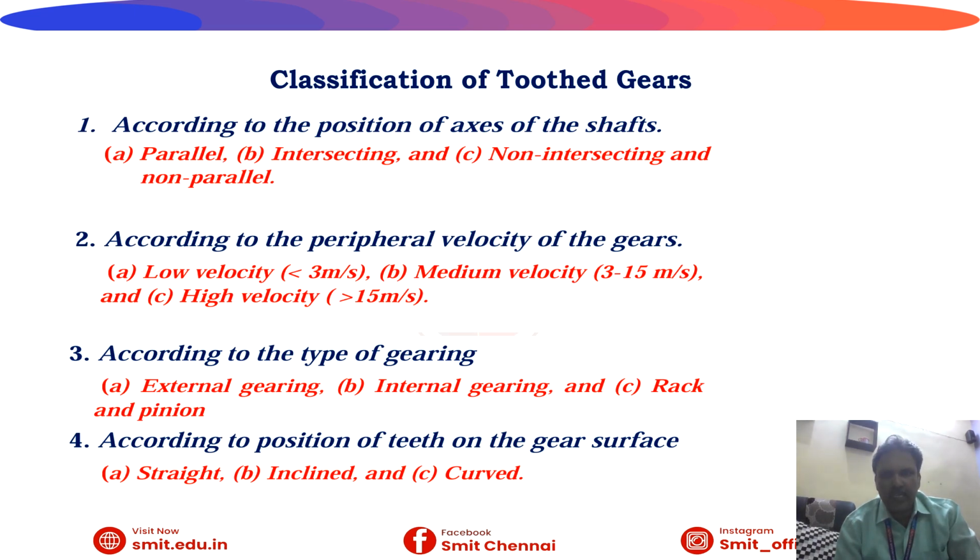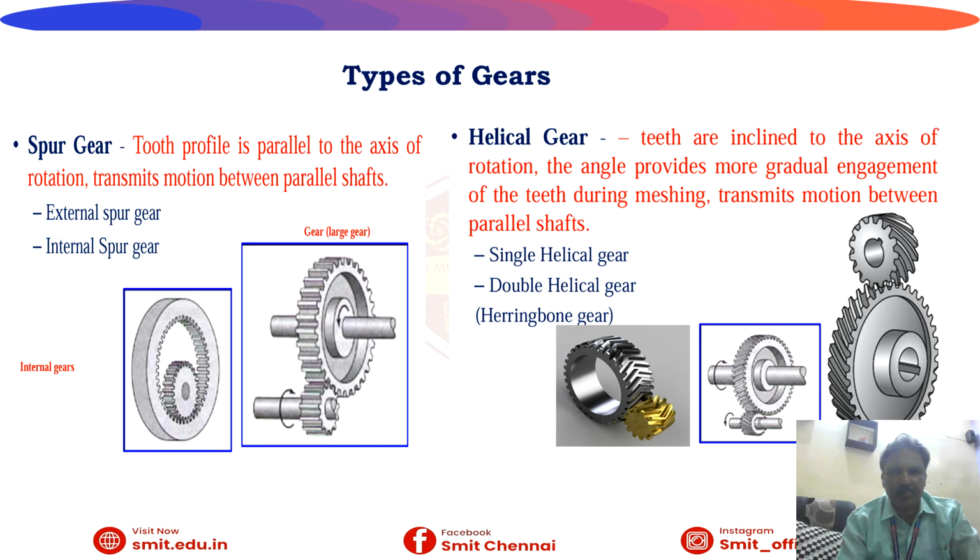Classification of toothed gears. According to the position of the axis of the shaft, we can classify as parallel, intersecting, non-intersecting, and non-parallel. According to the peripheral velocity of the gears, we can classify as low velocity, that is less than 3 meters per second, medium velocity 3 to 15 meters per second, high velocity greater than 15 meters per second. According to the type of gearing, we can classify as external gearing, internal gearing, and rack and pinion. According to the position of teeth on the gear surface, we can classify as straight, inclined, and curved.